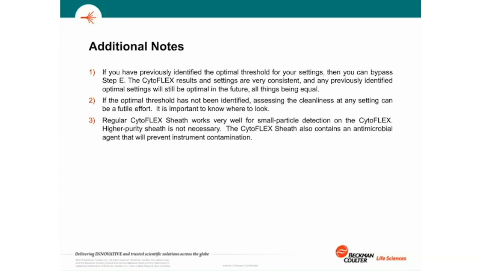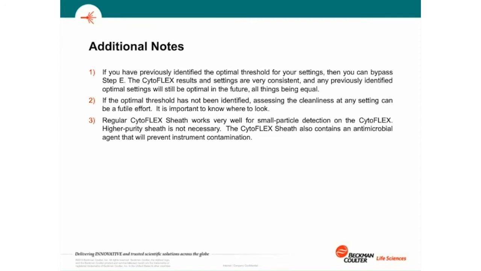Okay, so additional notes on violet side scatter detection. If you've previously identified the optimal settings for your cytometer, then you can bypass step E. The CytoFLEX is very consistent between experimentation, and any previously identified settings will be optimal in the future, all things being equal. If you haven't identified your optimal threshold, it makes it very difficult to assess the cleanliness because the scales automatically adjust to the sample. You can correct this by clicking on fit to axis and unchecking the box within the plot settings. However, it's still important to know where to look.